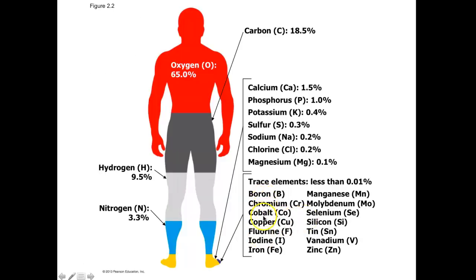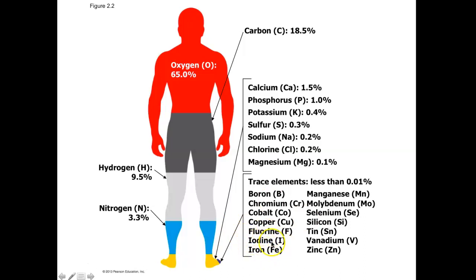So boron, cobalt, copper, fluorine, iodine, iron. These are usually metals, and you find these usually in vegetables and fruits, plant foods. Not to say they're not in animals, but in larger quantities. So iron, for example, is really important for your red blood cells to carry oxygen around. And foods that are high in iron are your green leafy vegetables like kale and spinach.